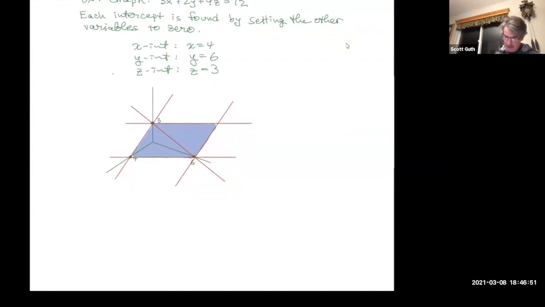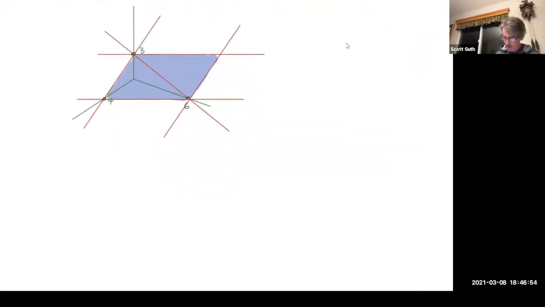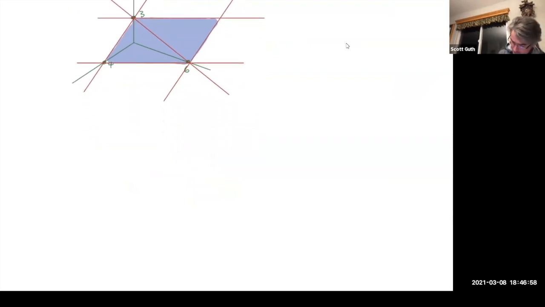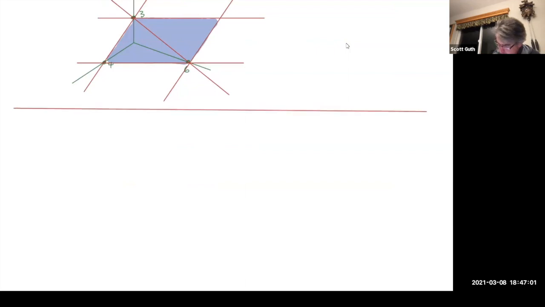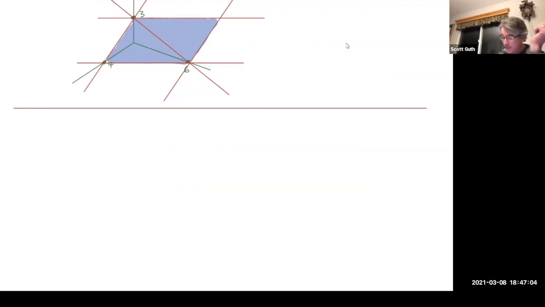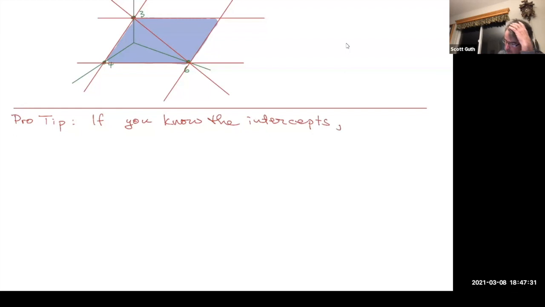Another thing is, if you know the intercepts of a plane, it's really easy to do the equation. If you want to remember this, you can check it. It's super easy. So another thing, we'll call this a pro tip, okay? Pro tip from a pro, okay? If you know the intercepts, the equation is easy. Let's say x equals a, y equals b, and z equals c.